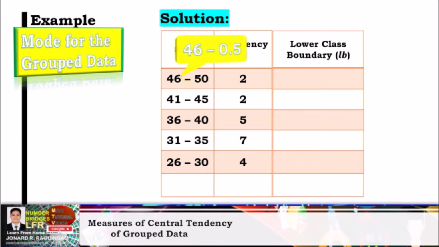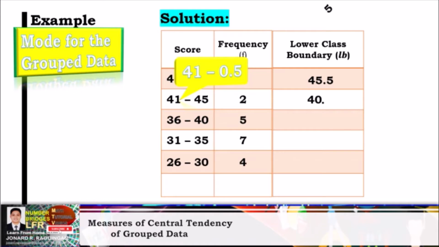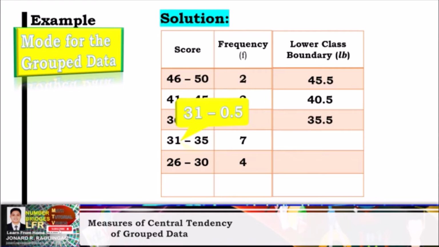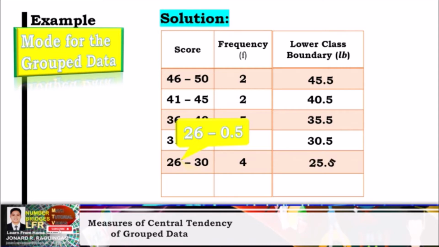That is, 46 minus 0.5 is 45.5. 41 minus 0.5 is 40.5. 36 minus 0.5 is 35.5. 31 minus 0.5 is 30.5. 26 minus 0.5 is 25.5.